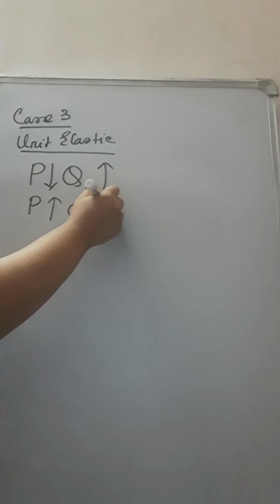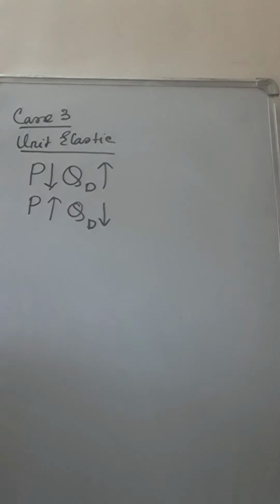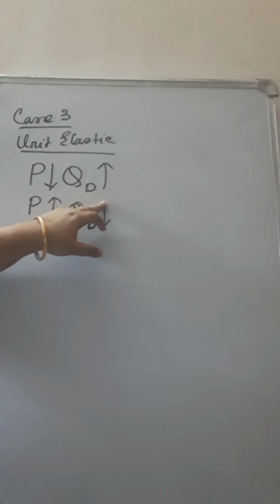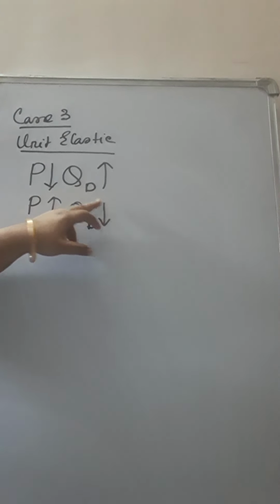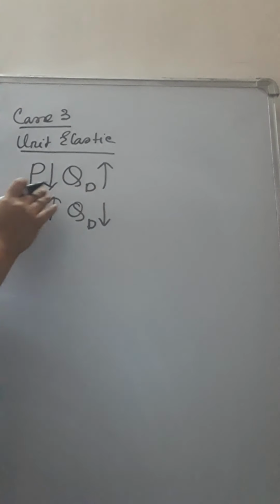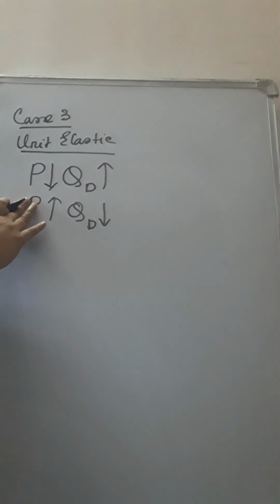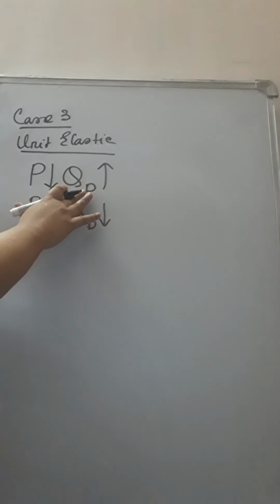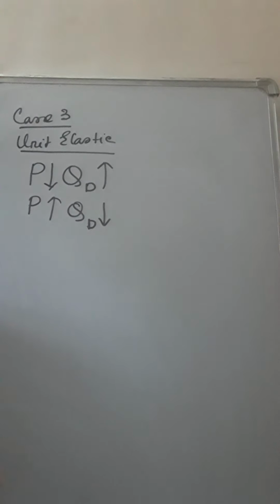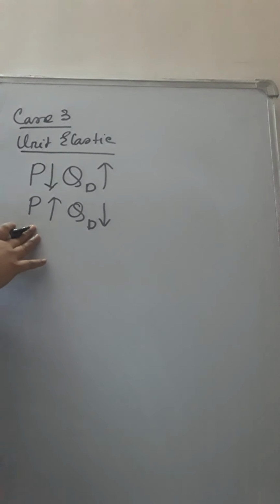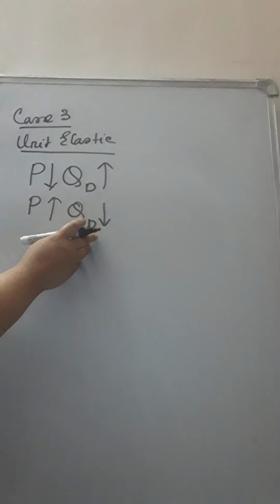Now what does it mean? The law of demand here also remains the same. With price fall, quantity demanded increases, and with price rise, quantity demanded decreases. But the quantity demanded changes by exactly the same percentage by which the price has changed. So here, if the price has fallen by 5%, the quantity demanded has also increased by 5% than before. And if the price has increased by 5%, the quantity demanded will fall exactly by 5%.